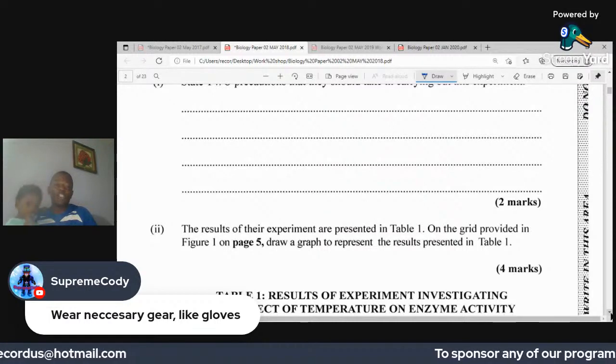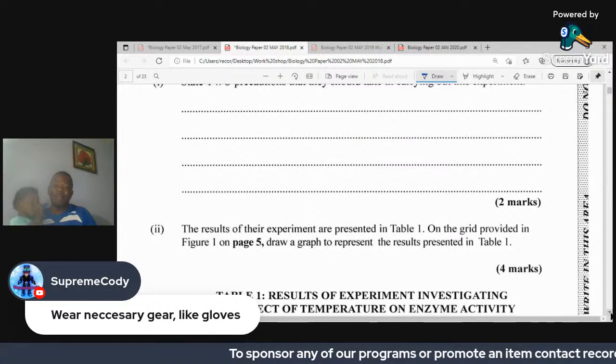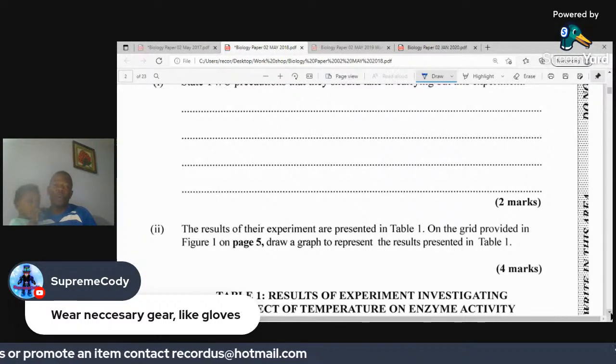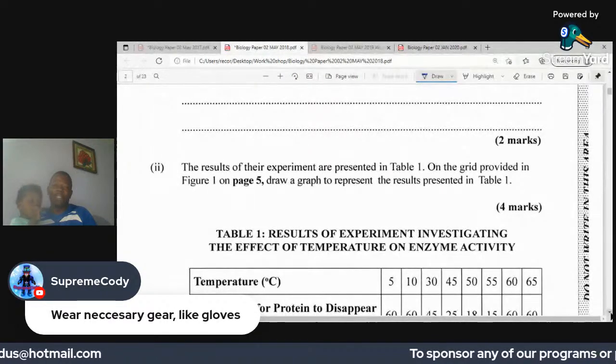Now, the results of their experiments are presented in the table. On the grid provided in figure 1 on page 5, draw a graph to represent the result presented. So you're going to get 4 marks for that.